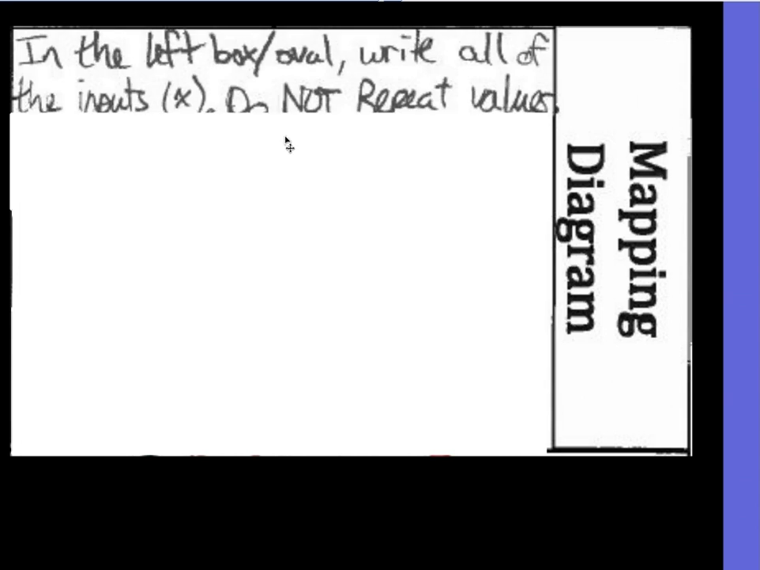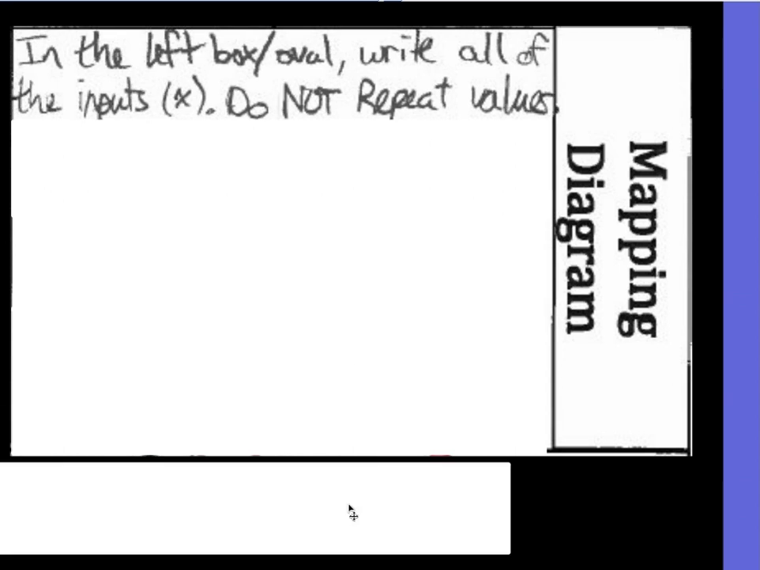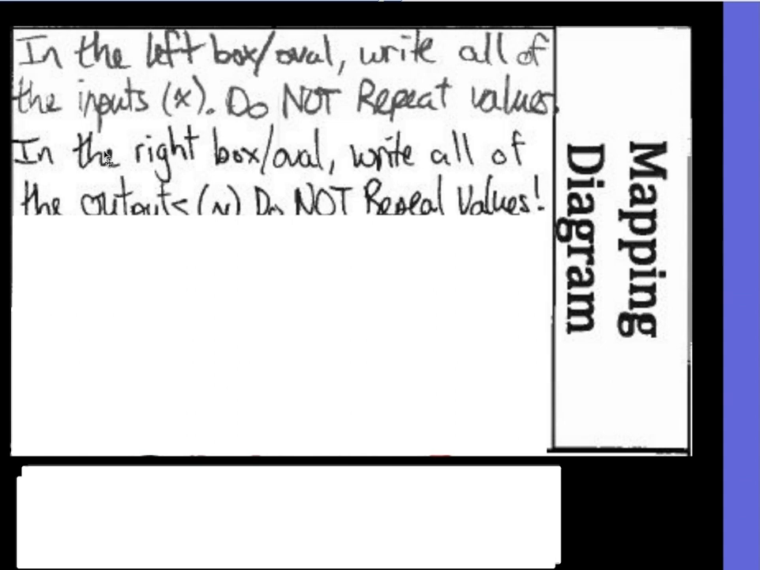So what you're doing is, in the left box or oval, you write all the inputs, which is your x, and you do not repeat the values. So even if you have a relation that has repeated x values, you only write them once. Okay, and you'll see what I'm talking about down here. So in the right box, however, you have your outputs. And same kind of deal, you're not going to repeat those values. Let's cross that T and dot our I's.